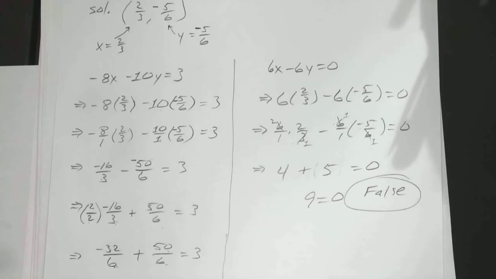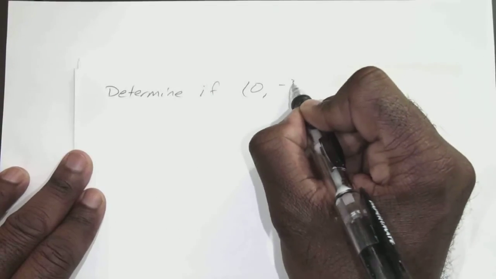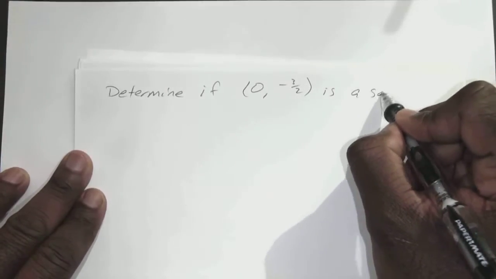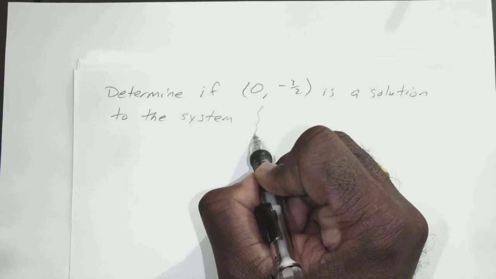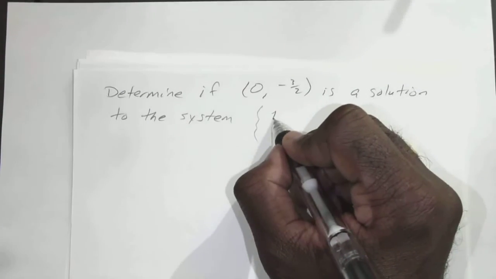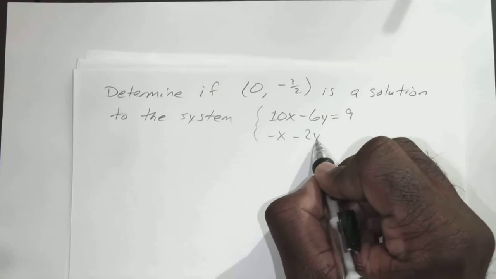All right, so I'll leave that up. We'll do one more. And then we'll go on to the next part of it. Anyone's still writing? All right. Looks like everyone's done writing. Okay, what if we want to determine if 0, negative 3 over 2 is a solution to the system. Okay, so what if we have 10x minus 6y equals 9, and negative x minus 2y equals 3.